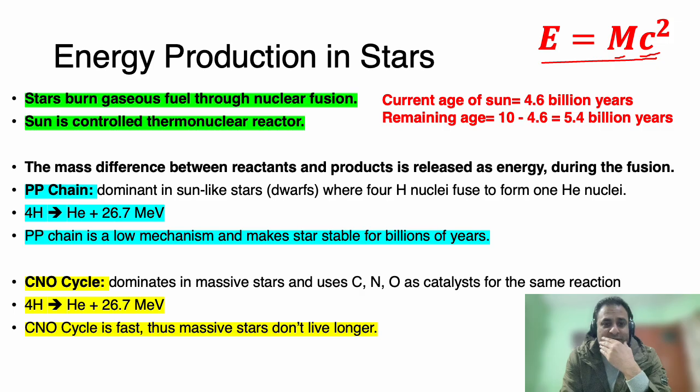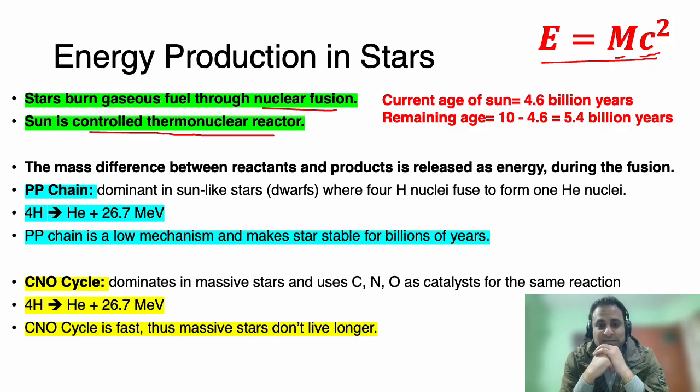The stars burn their gas fuel through nuclear fusion, mainly hydrogen fusion. In that sense, the sun, or any star, is basically a controlled fusion in a thermonuclear reactor, which people have tried for decades to make on Earth, but it's not easy to constrain the plasma. Nature does it so perfectly.